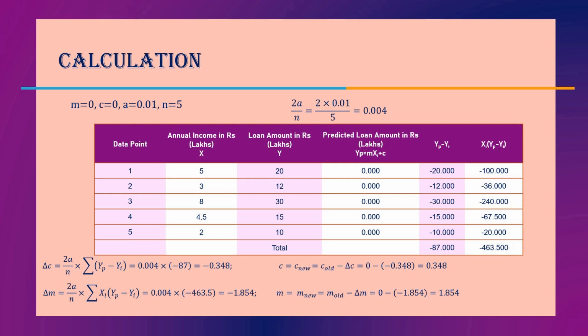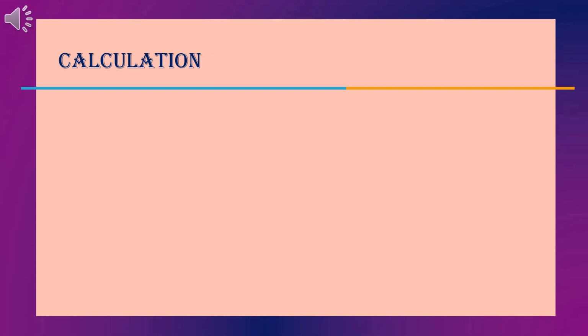Again, by the gradient descent algorithm, the change in slope is 2a by n times the sum of the product of the differences and x values. As 2a by n is 0.0004, del m is the product of 0.0004 and minus 463.5, which is minus 1.854. The new slope value is the old value minus the change in value, that is 0 minus minus 1.854, that is 1.854. For the next iteration, slope becomes 1.854 and intercept becomes 0.348.